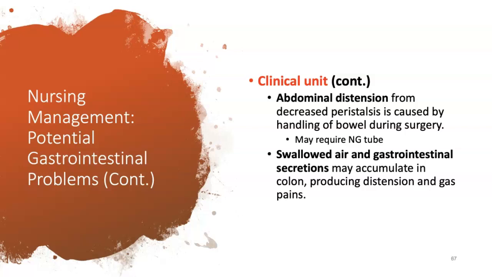Abdominal distension is caused by decreased peristalsis as a result of handling of the intestine during surgery, and limited dietary intake before and after surgery, and it can be prevented or minimized by early and frequent ambulation. It also happens from swallowed air and GI secretions that may accumulate in the colon, producing distension and gas pains. An NG tube may be used to decompress the stomach to prevent nausea, vomiting, and abdominal distension. Or if it's an individual who's consistently nauseated, but more so vomiting, an NG tube will be placed.